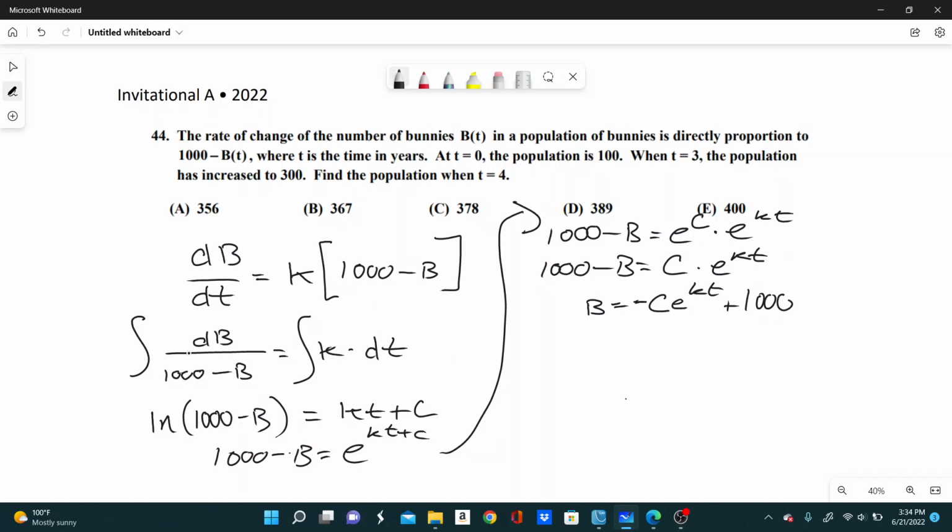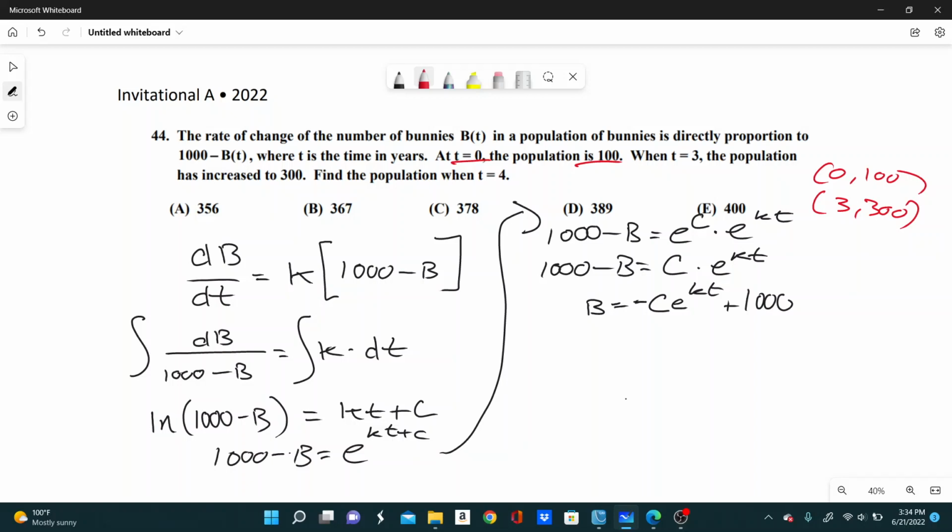So these other things that they give us, like at t equals 0, the population is 100, so (0, 100), and at time equals 3, the population is 300. These are used to solve for the constants that we don't know. So c is a constant we don't know, and k, we have to solve for both of those constants.